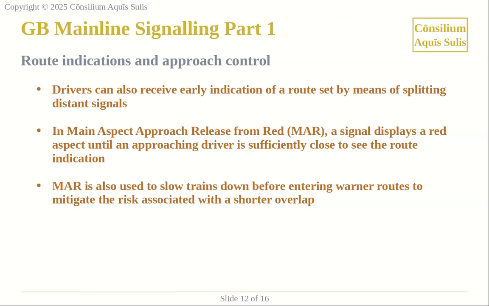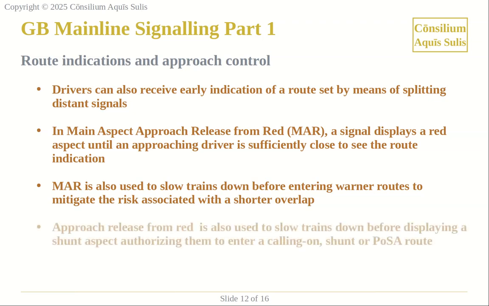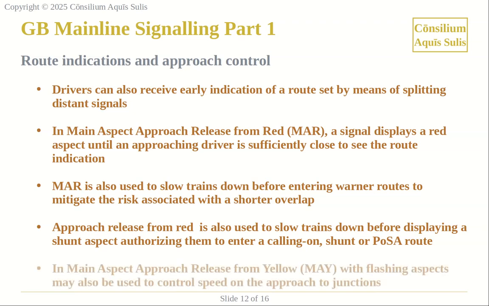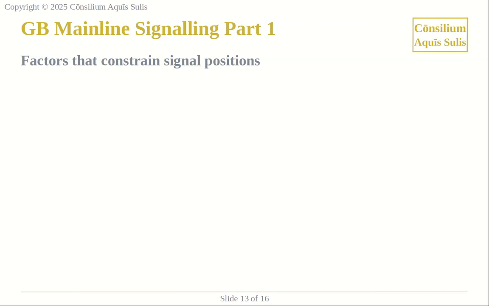And we also saw how MAR is used to slow trains down before entering warning routes to mitigate the risk associated with a shorter overlap. Approach release from red, not main aspect, is used to slow trains down before displaying a shunt aspect, authorising them to enter a calling on shunt or POSA route. And finally, we looked at main aspect approach release from yellow with flashing aspects that can also be used to control speed on the approach to junctions.